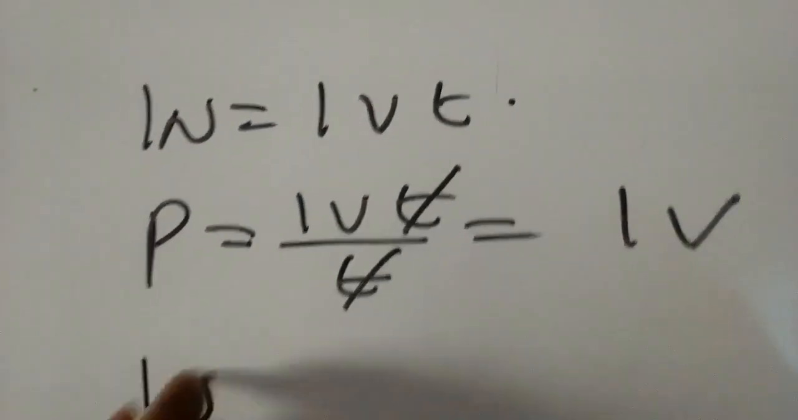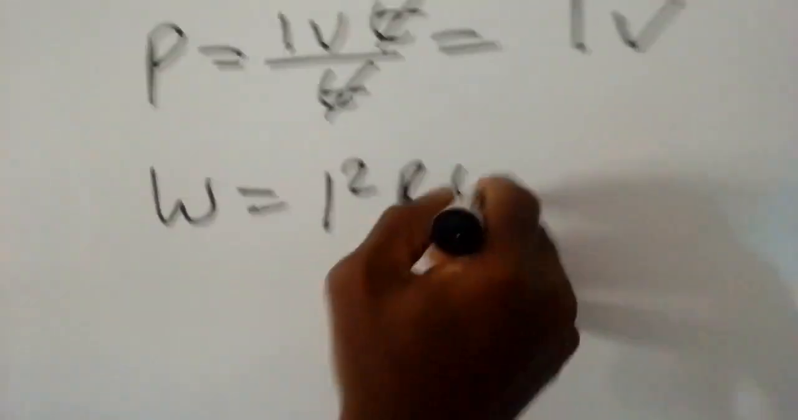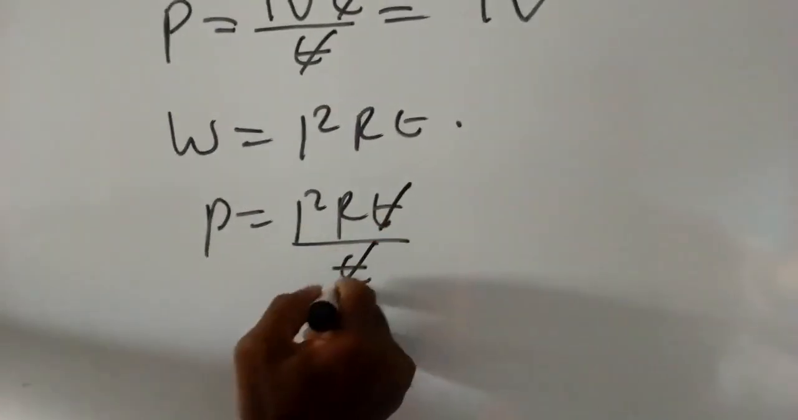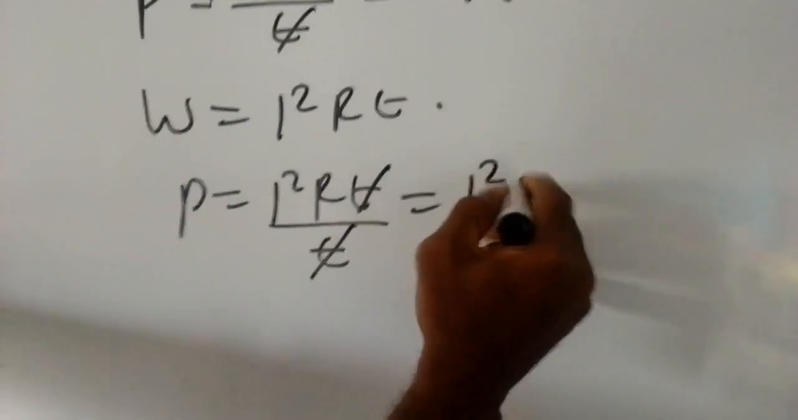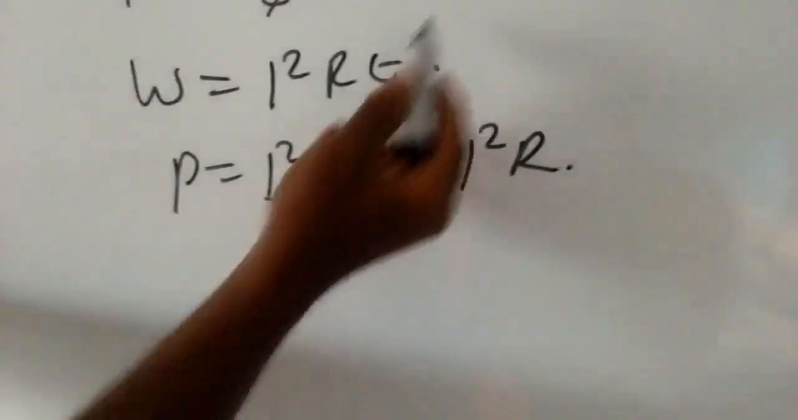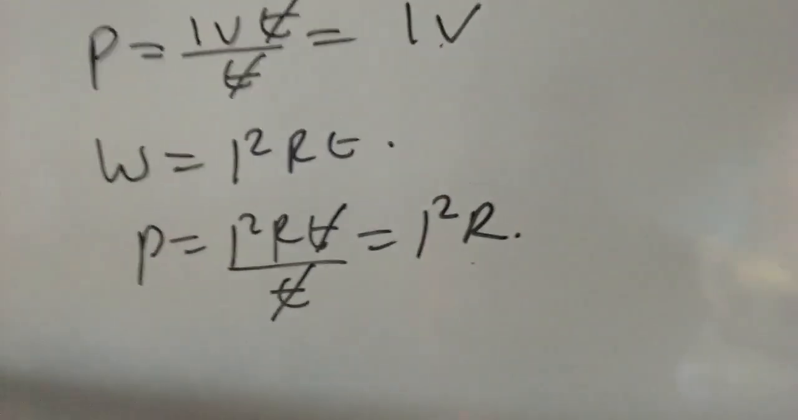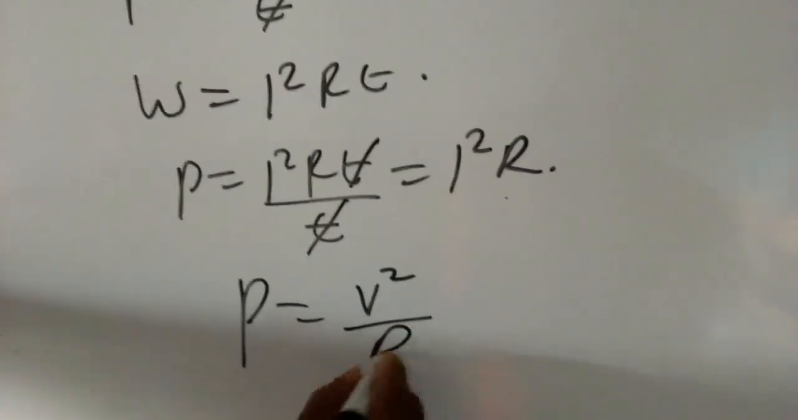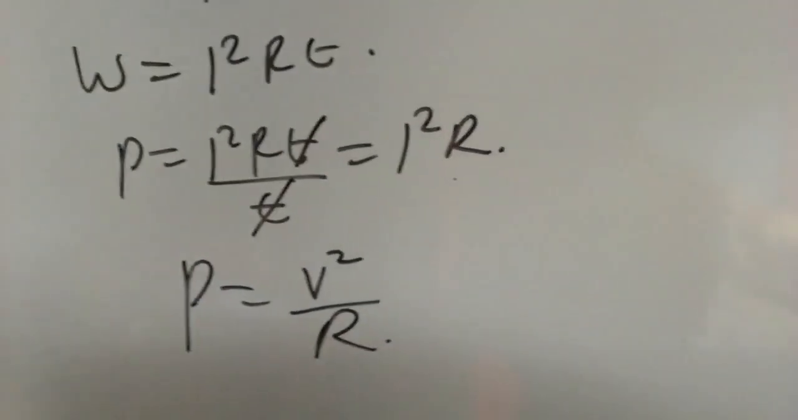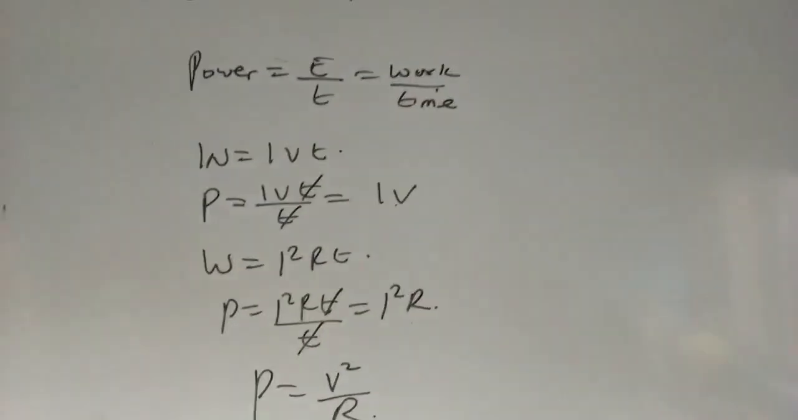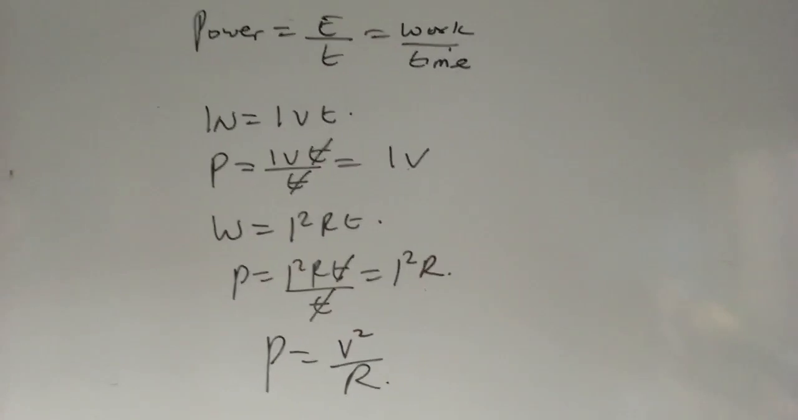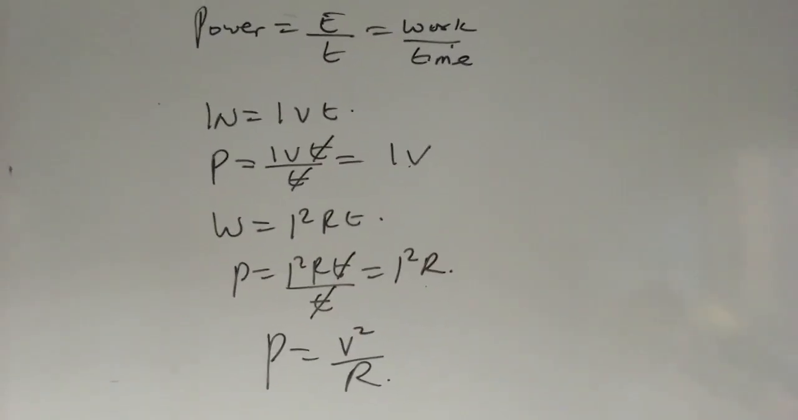Also, work done is given by I squared RT. Power now becomes I squared RT over time. Time cancels time, we still have I squared R. So this can also take care of power. Then we can still get power using the formula V squared over R. So from any of these formulas, we can calculate our power in a circuit. It all depends on what is given to us in the question.